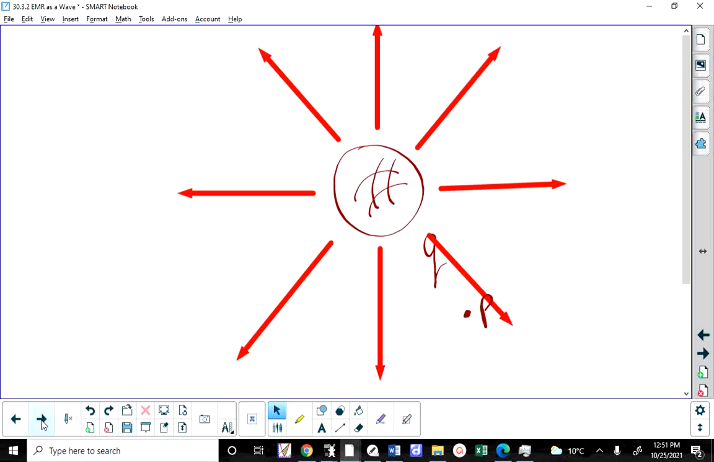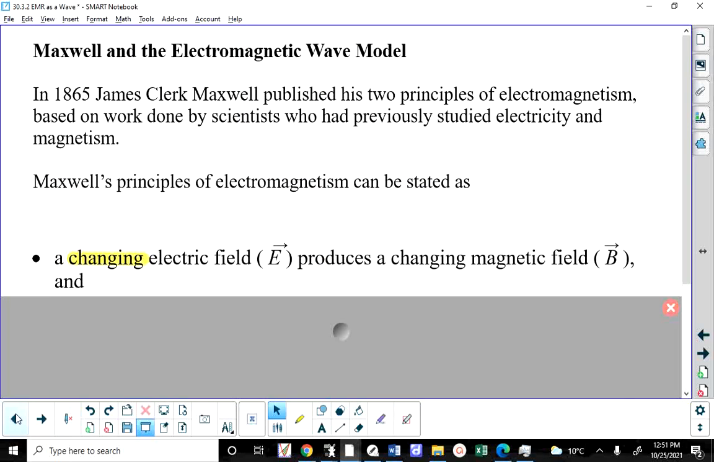Now, there's a little bit more to that. That's a little bit of a watered-down explanation. It turns out that the particle has to be accelerating. Okay? But we'll get to that in a bit. So that's the first principle of electromagnetism.